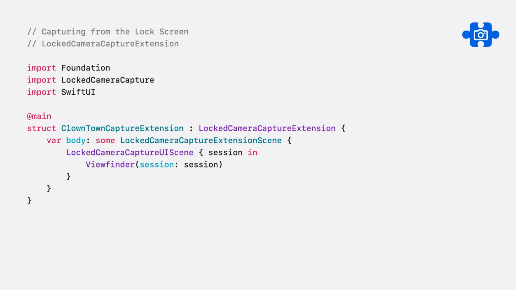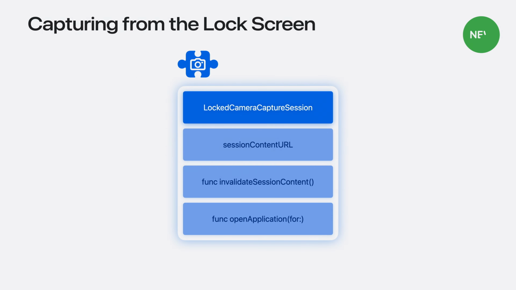The initializer for the LockedCameraCapture UI scene provides a single parameter, an instance of LockedCameraCapture session. Let's take a look at what this session object provides. This session object serves a few important purposes. The capture session provides a session content URL. This is a path to a directory in your extension's container, which you can use to persist any and all data for someone's captured photos and videos, and any other related data you wish to preserve.